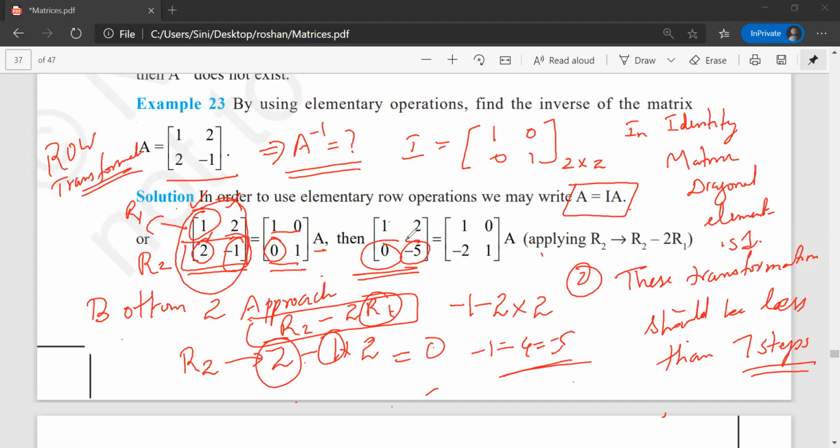And whatever operations I am doing here, I have to do it on the right hand side also. What is my right hand side here? 0. So here again I have to do 0 minus 2R1. What is my R1 here? 1. So I'll get 0 minus 2R1, R1 is 2, so I'll get minus 2. That's why I'm getting minus 2 here. And 1 minus 2 into 0 is 0, so that's the reason I'm getting only 1 here.